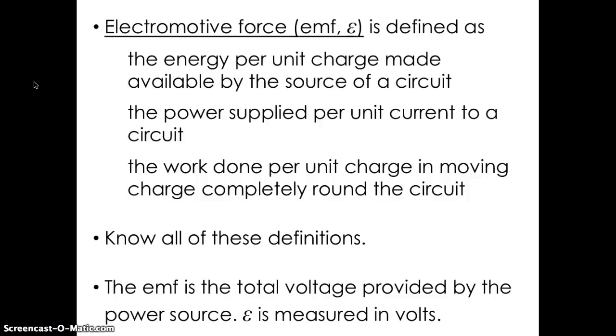And the third definition, which is in the middle here, which I skipped and I'll now come back to, is it's the power supplied per unit current to a circuit. So you can think of it as delta E over Q, energy per charge, or work per charge, or power per current. Now, these are three definitions to know. Here at the bottom is how I like to think about it. It's the total voltage provided by the power source. So it's a number. EMF is a value, like 15 volts, and it's measured in volts.